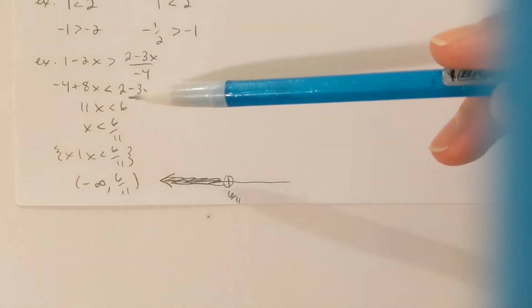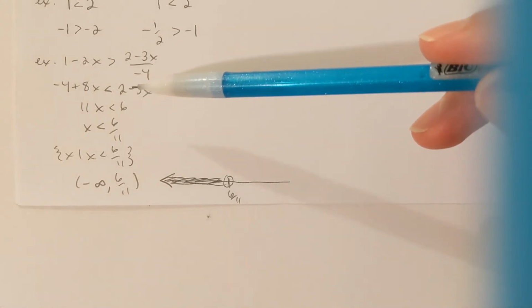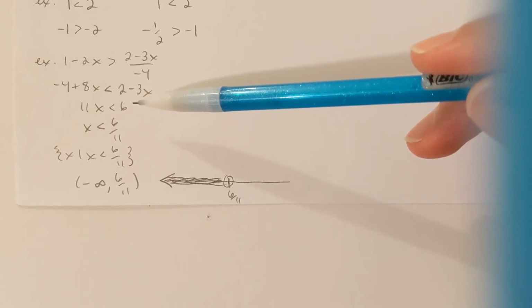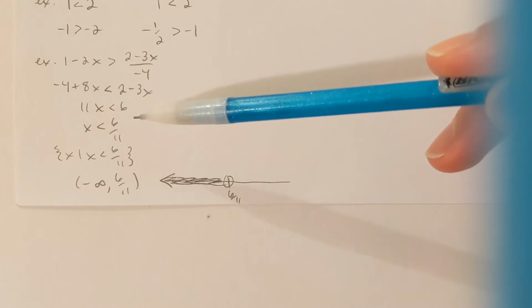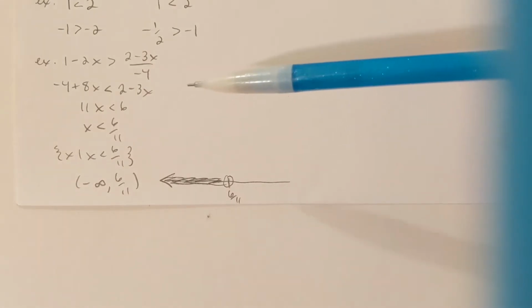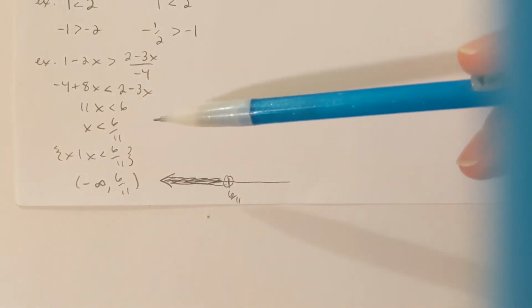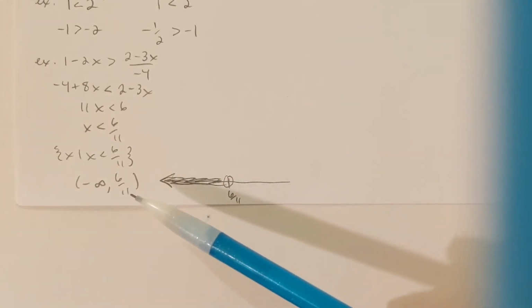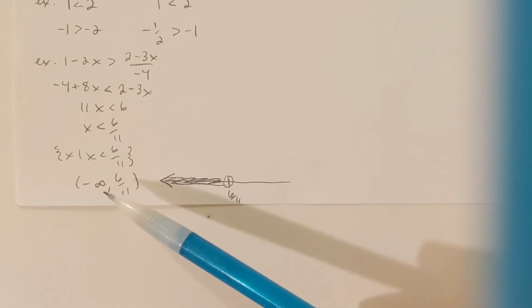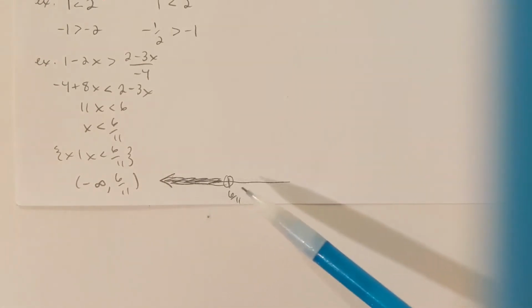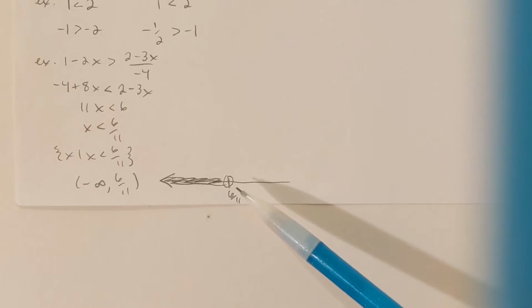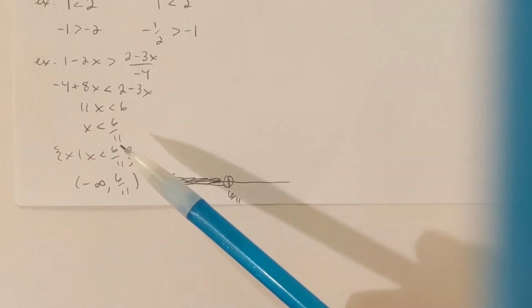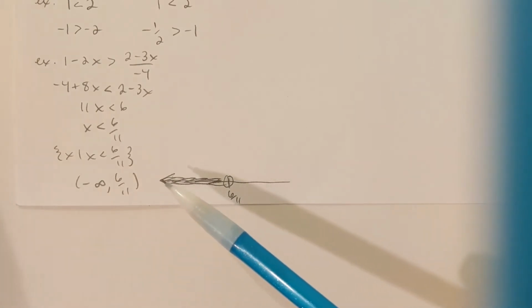If we add 3x and add 4, 11x is less than 6, and divide by 11. 11 is a positive, so I don't flip the sign again. X is less than 6/11. Anything less than 6/11 means I'm getting towards negative infinity. And here's 6/11 on the number line. I want the open circle there, so I'm not including that start point.